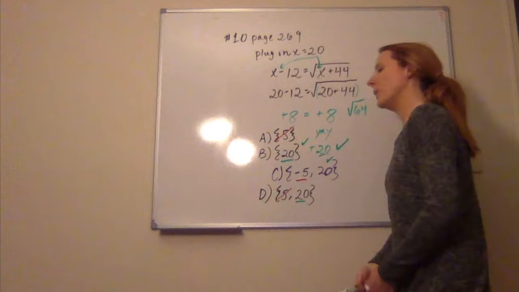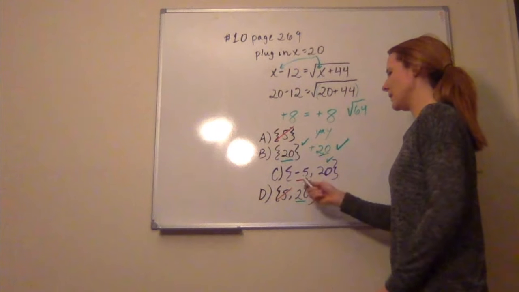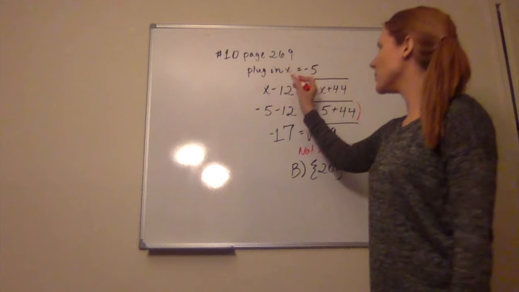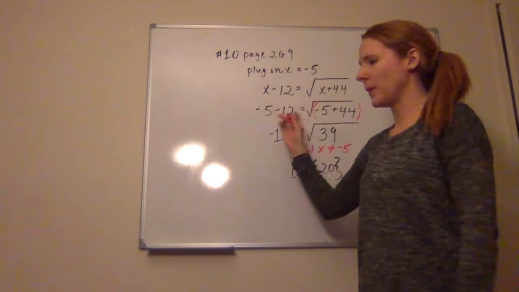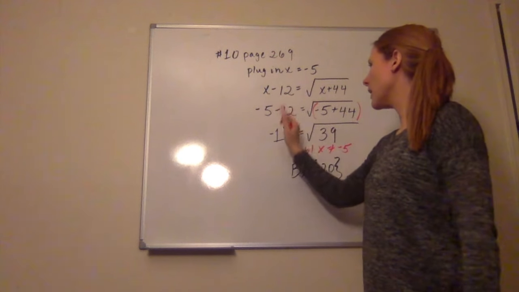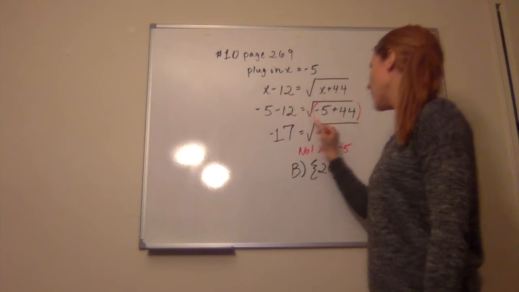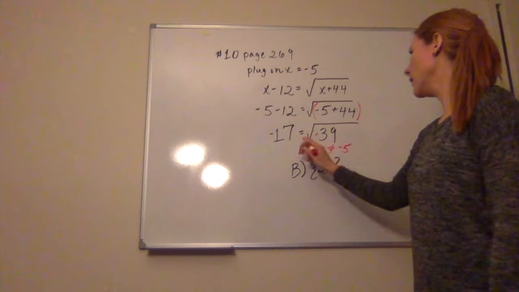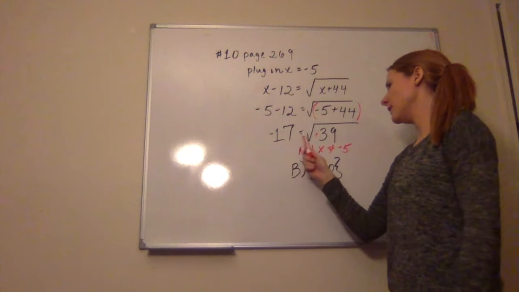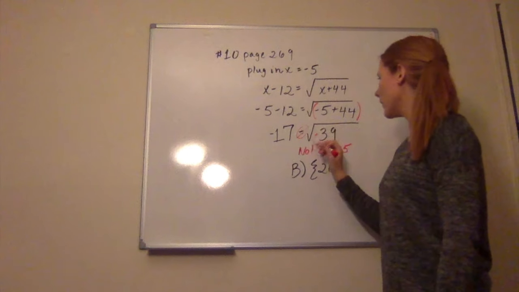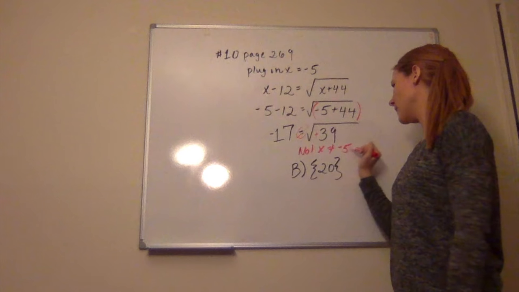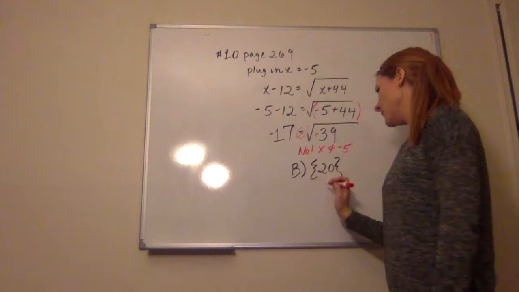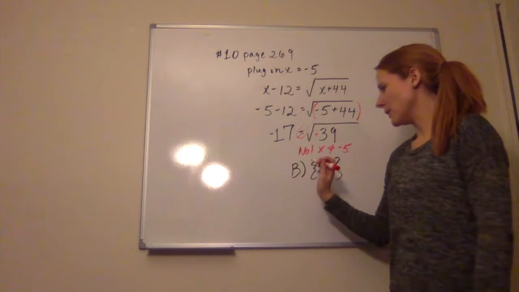Some of you will be able to do that really quickly, but I'm going to write it all out so that you can see that, in fact, x cannot equal negative 5, but I'll write that out. Okay, and as a last step, we're just going to plug in x equals negative 5 to verify that that is not a solution. So when we do that, we get negative 5 minus 12 equals the square root of negative 5 plus 44, which gives us positive 39 here. And then we find that negative 17 does not equal the square root of 39, so therefore x does not equal negative 5. That's not a solution. So therefore, the only value in our solution set is x equals 20, which is answer choice B.